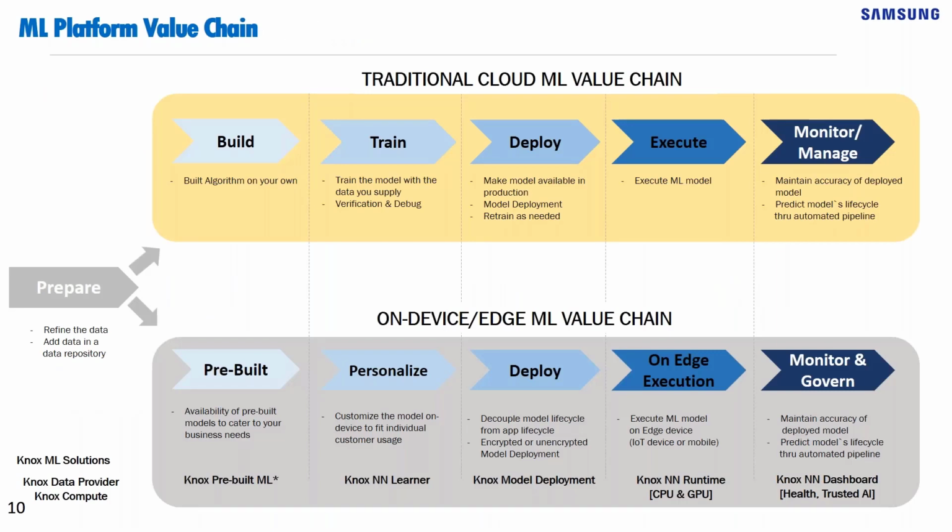So here is a quick comparison between the traditional cloud machine learning value chain versus the on-device machine learning value chain that Saad has covered in previous slides. In the cloud version, you have to build your own algorithm that creates a data model. But in on-device AI, you get more of a pre-built data model. And over cloud, the data model trains over general data, meaning accumulative data. But over on-device, it learns and fits to individual customer users.